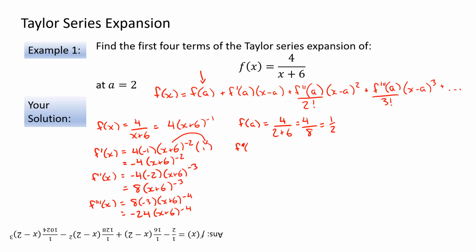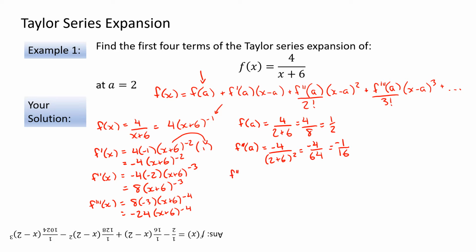The first derivative, f prime of a, is equal to negative 4 divided by 2 plus 6 squared, which is negative 4 over 64, or in this case, negative 1 over 16. In case you're wondering, I show them with a negative exponent, and I've just moved them into the denominator here. Having them in the numerator makes it easier to do the derivatives, but when we're solving for values, it's easier to have positive exponents, which is why I moved it to the denominator.